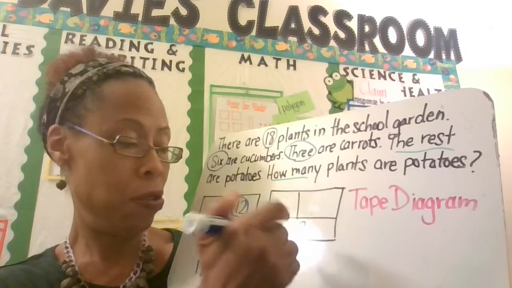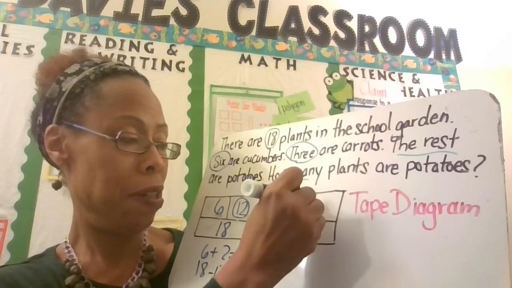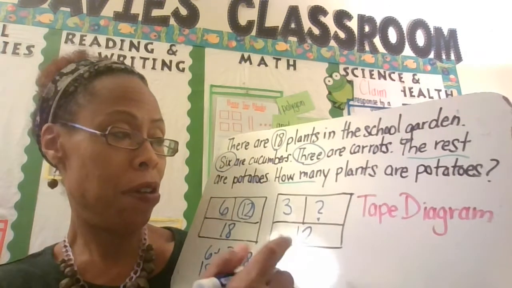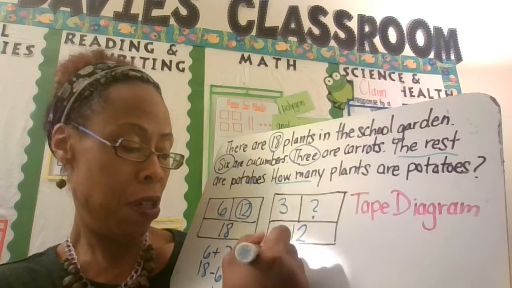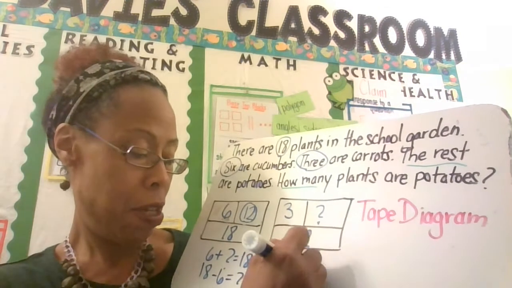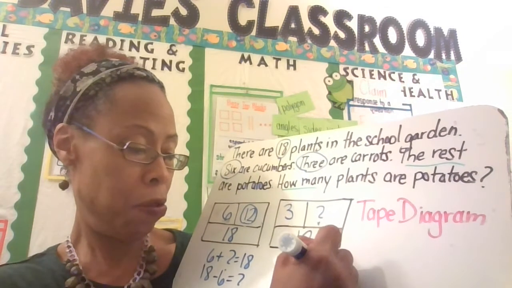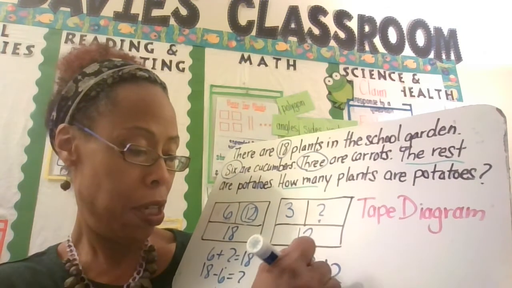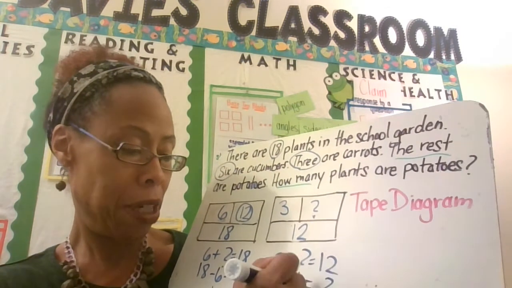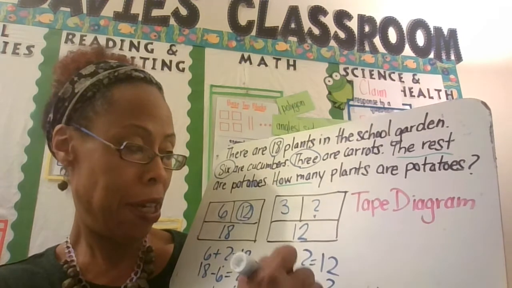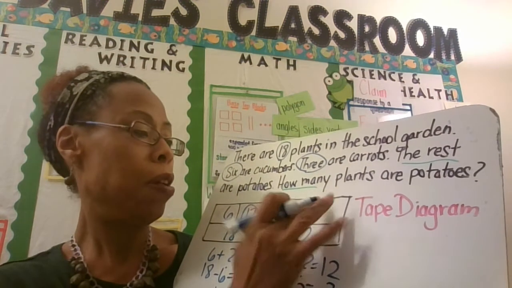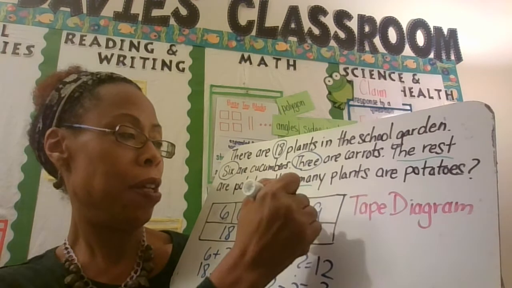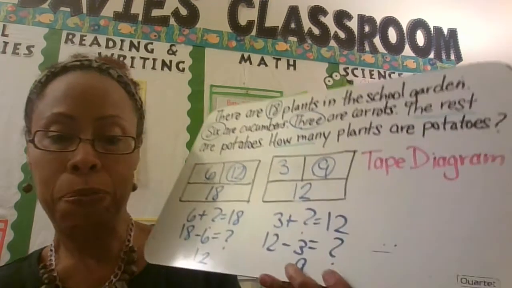And now we're going to say that we have 3 carrots, and now we're looking for the unknown to find out how many plants are potatoes. So this could be 3 plus question mark equals 12, or it could be 12 minus 3 equals question mark, and we know that 12 minus 3 is 9. So the final answer, how many plants are potatoes? 9 of the plants are potatoes.